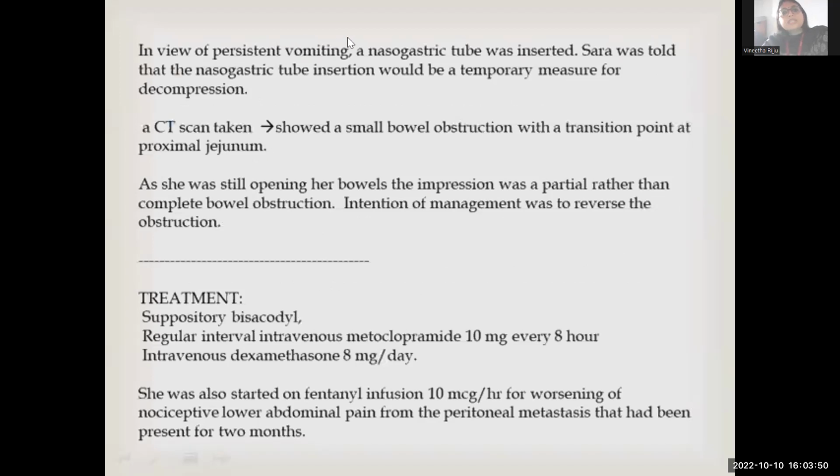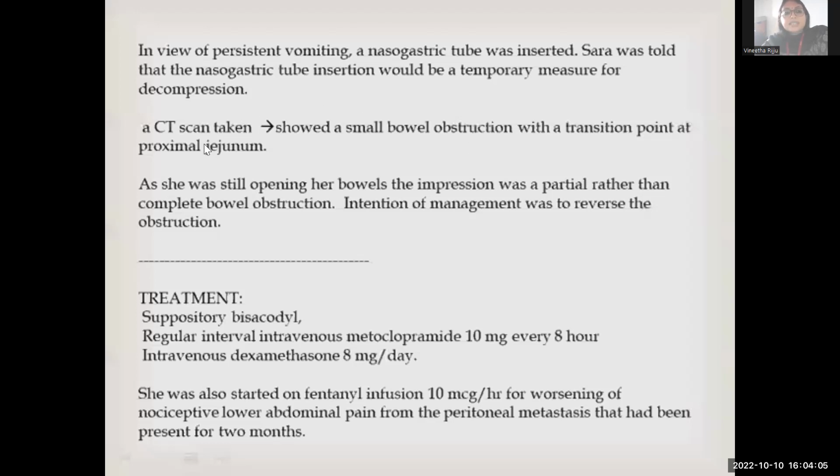Now, in view of persistent vomiting, a nasogastric tube was inserted. Sarah was told that the nasogastric insertion would be a temporary measure for decompression. Now, a CT scan taken showed a small bowel obstruction.